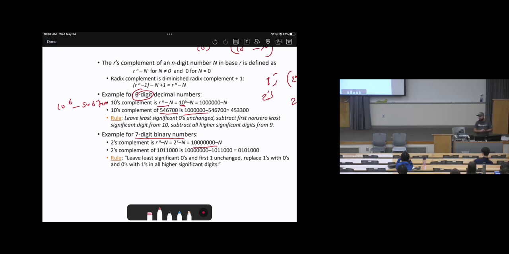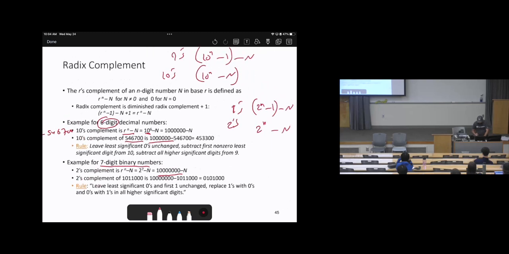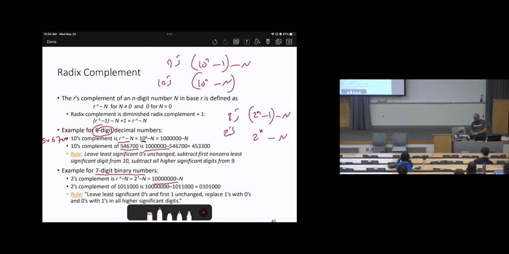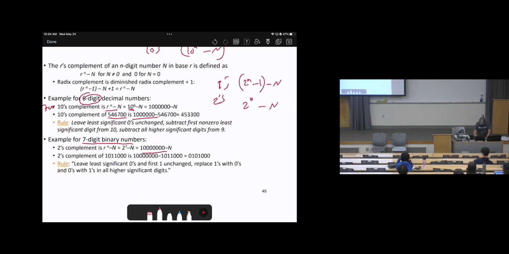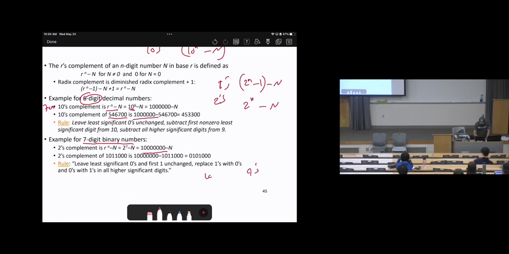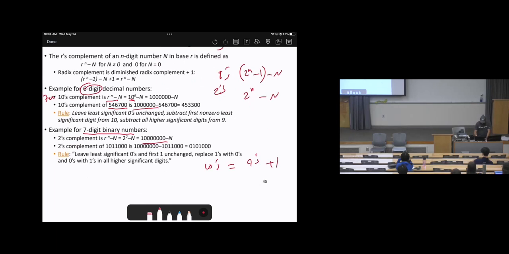Yes. How? The 10's complement is basically the 9's complement plus 1. And the same, the 2's complement is basically the 1's complement plus 1. So how can I do that?